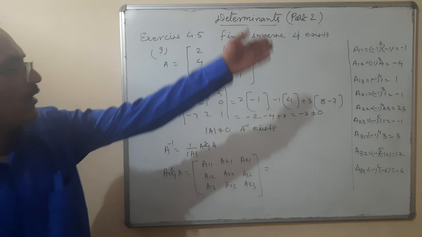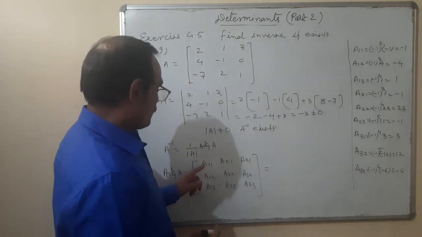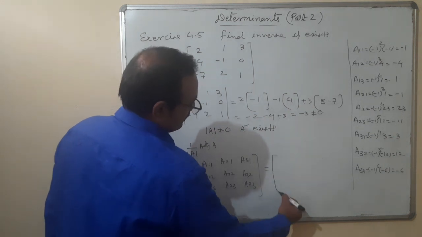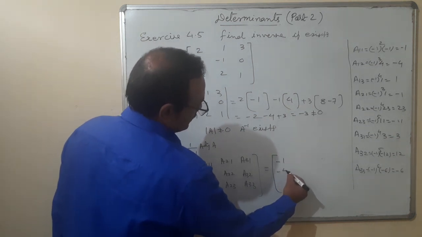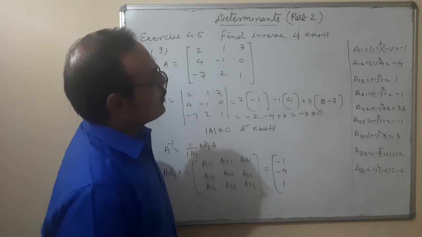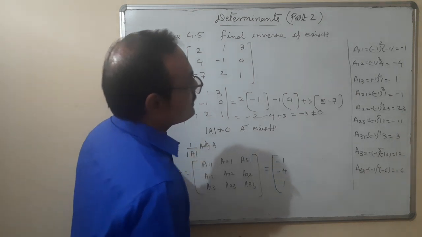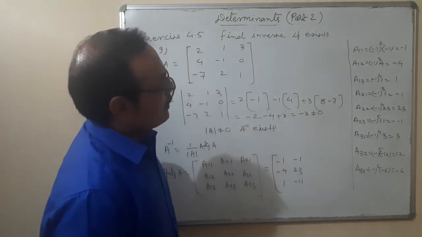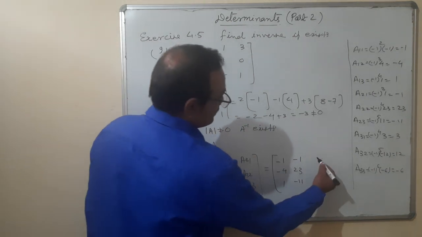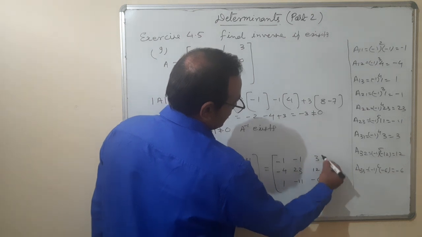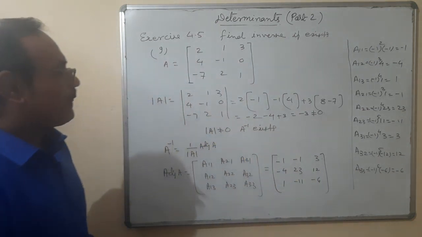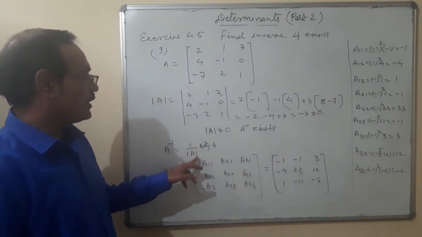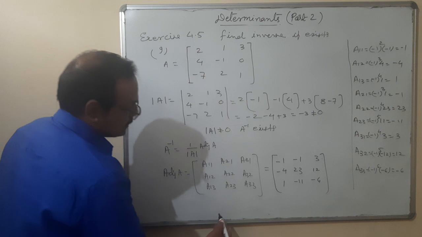Okay. You got all these, now take the transpose. 1, 1, 1, 2, 1, 3: 1, minus 4, 1. 2, 1, 2, 2, 2, 3: minus 1, 23, minus 11. And 3, 12, minus 6. Okay, these are the transpose. A inverse is equal to 1 upon this. So what is the value of A inverse?